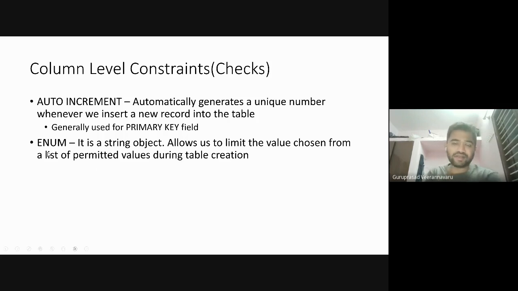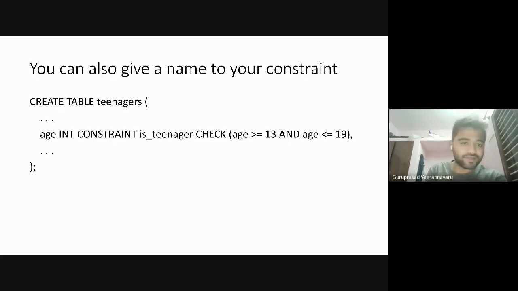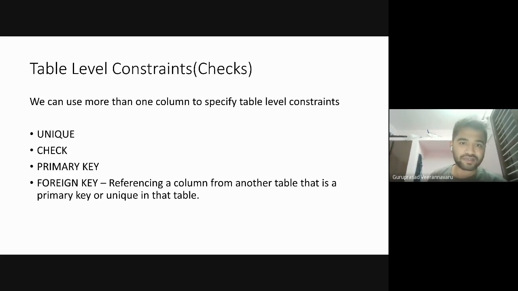So these are at column level. And we also saw how to name a constraint, so that whenever the constraint check fails, it becomes very easy for us to see which constraint has failed, and which column that I'm trying to add has failed. This also we discussed.